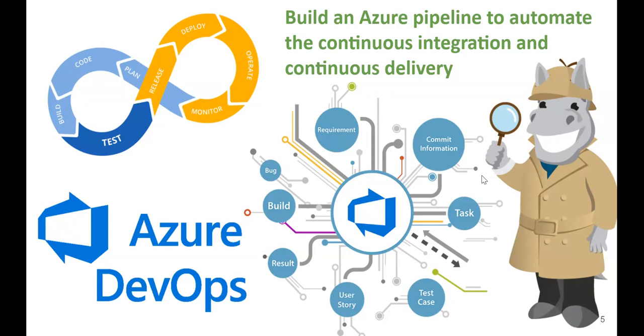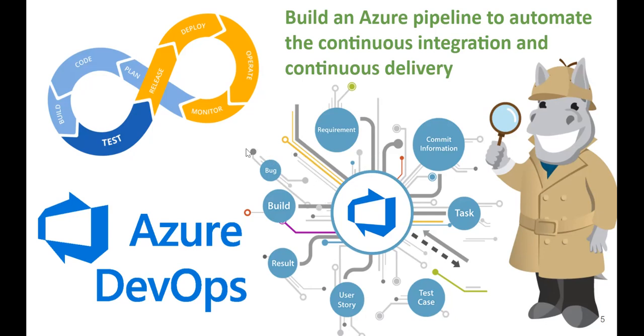Azure Pipelines combines continuous integration and continuous delivery to constantly and consistently test and build your code and ship it to any target. So let's see what we learn from this session.